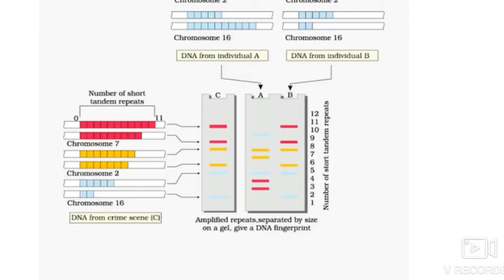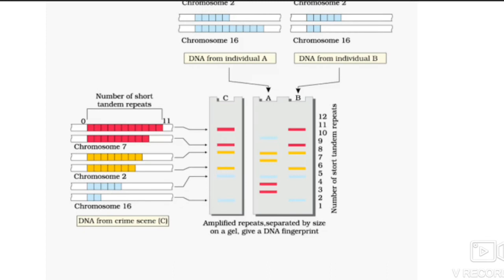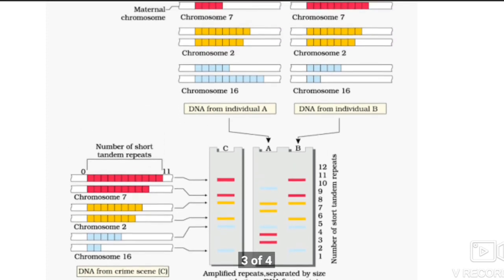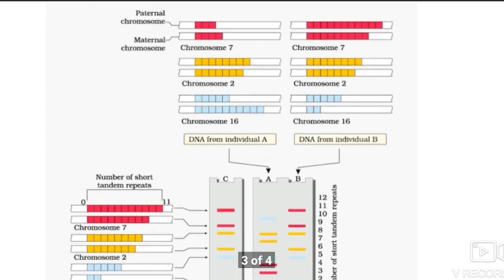The three samples produce different bands during gel electrophoresis, and when hybridized with a similar genetic probe, they produce radioactive bands. These radioactive bands are matched for the sample C, sample A, and sample B. And in this figure, we found that sample C, that is DNA recovered from the crime scene, matches perfectly with sample B. And we can say that individual B is the criminal from both suspects A and B.